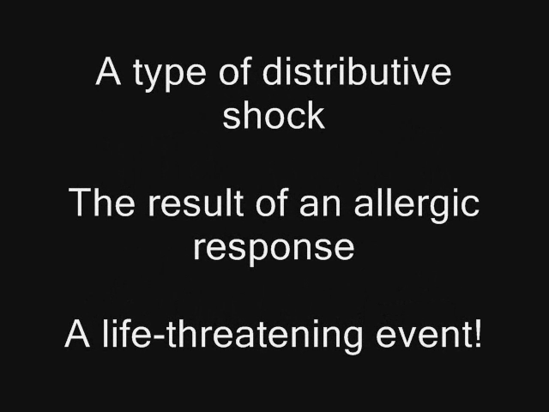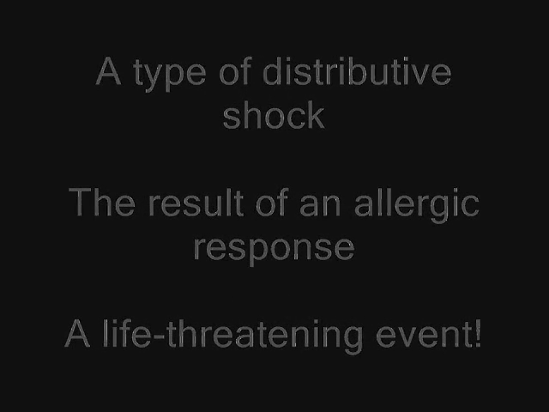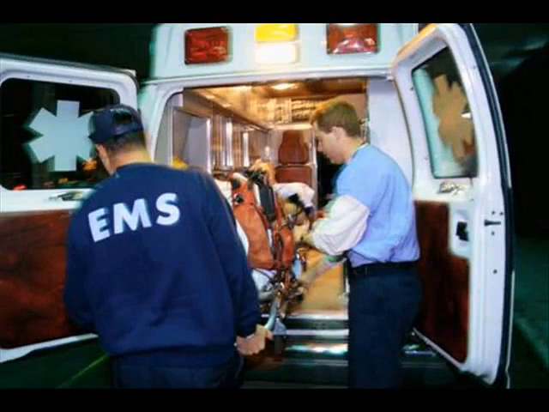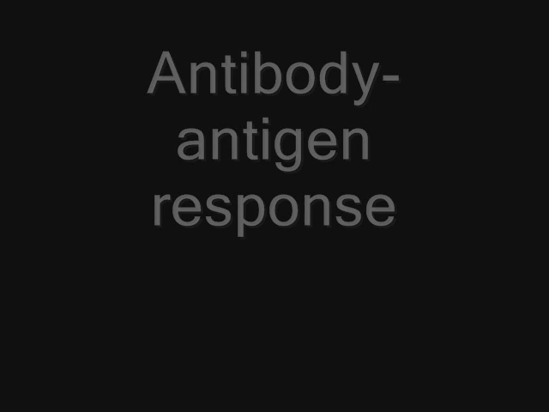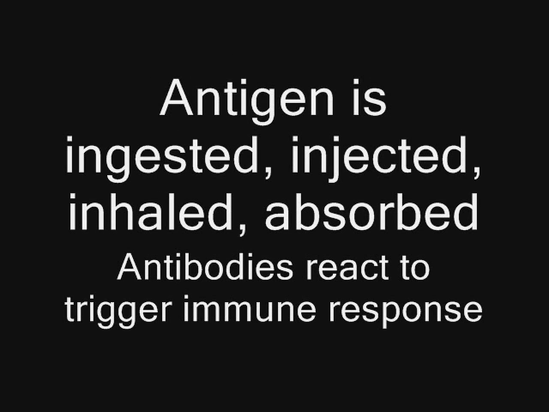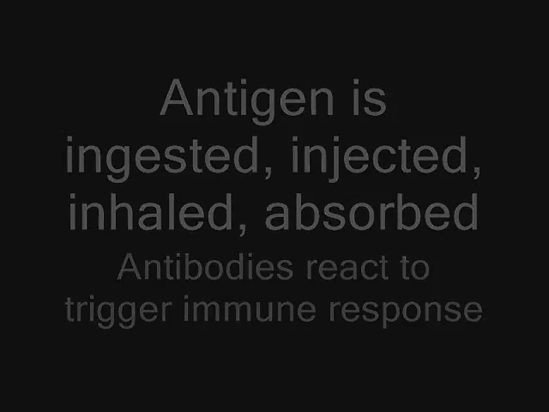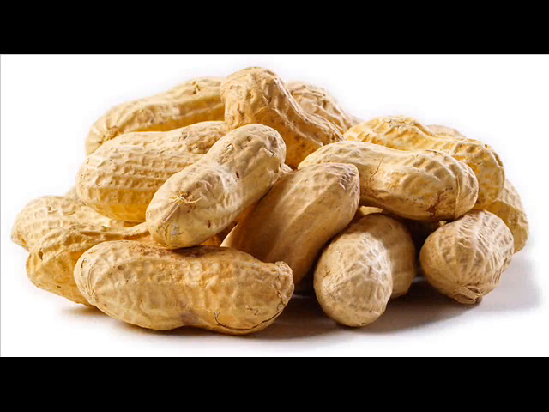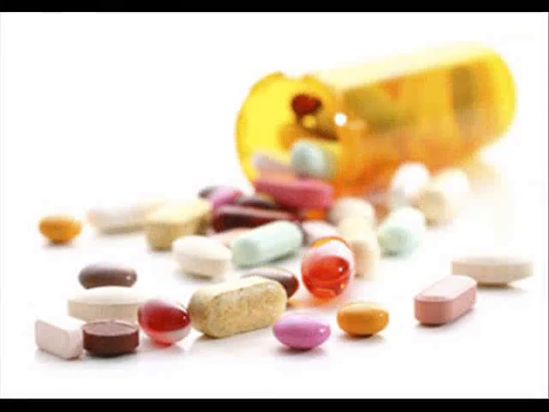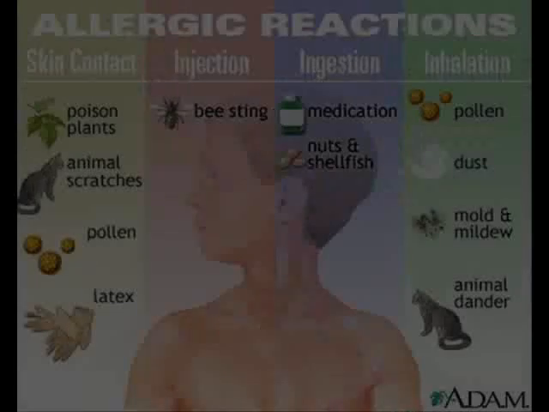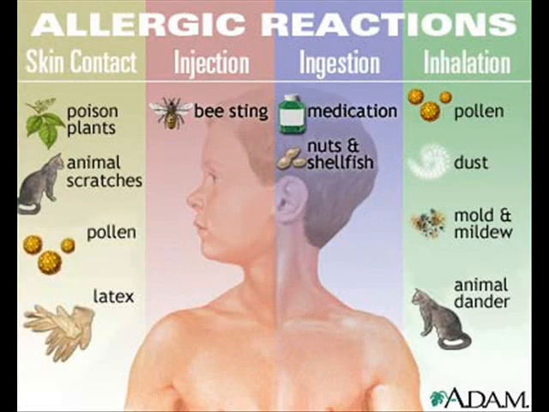Anaphylactic shock is a type of distributive shock, which is the result of an allergic response within the body. It is a life-threatening event. Almost any substance can cause this severe allergic reaction within the body. These substances are known as antigens and can be introduced to the body by ingestion or injection or through the skin or respiratory tract. When an individual is hypersensitive to a substance that's been introduced to their body, their own antibodies react to trigger an immune response.